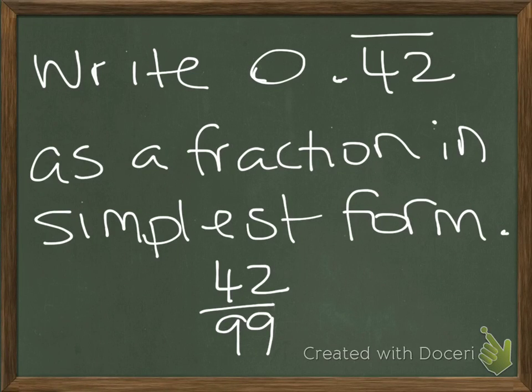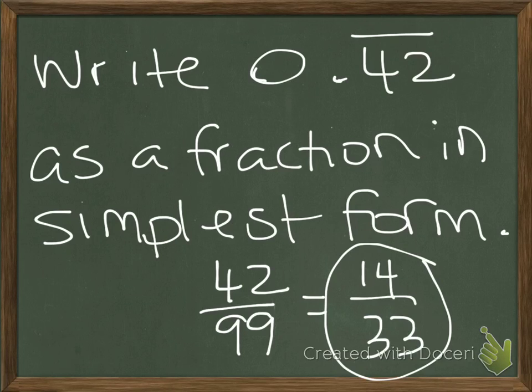We can divide by 3. So we get 14 over 33. And that's as simplified as we can get it.